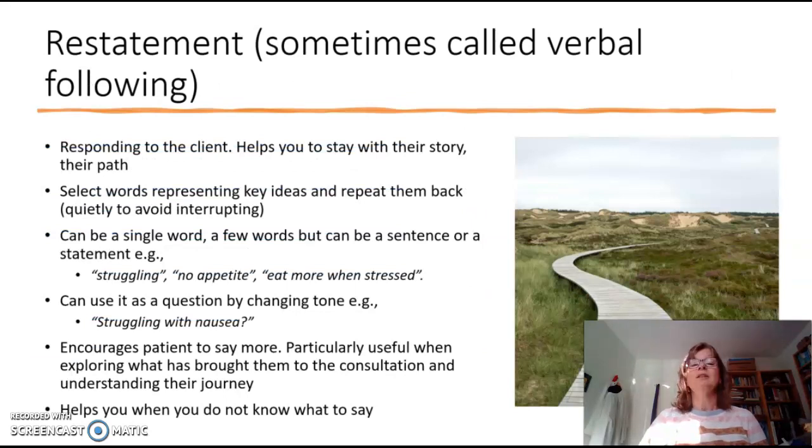And the last thing I'm going to tell you about in this section is something called restatement, or it might be called verbal following. And this is where we're listening to the patient talking, but we respond to them and we show them that we are staying with their story. So it's selecting words, some key things that they've said, and repeating them back to them, but not loudly, quietly, just so that we're not really interrupting, but we are demonstrating that we're understanding and hearing. So it might be a single word, a few words, or it can be a sentence.